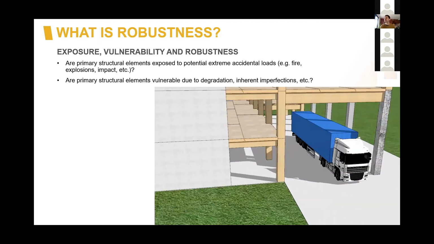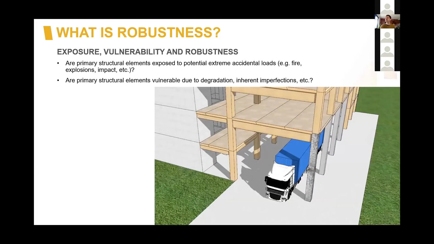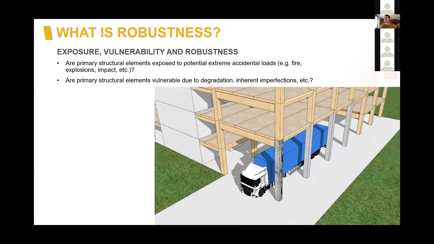You might have columns nearby that could potentially be damaged by that vehicle should you have impact loads, for example. The vulnerability in the case of, say, a steel column might be severe corrosion. With concrete, you might have excessive cracking or degradation, and for timber, you might have poor durability treatment and therefore rotting of the timber.